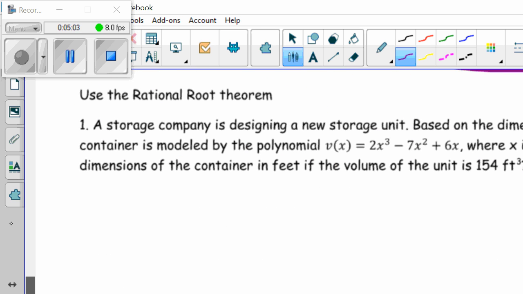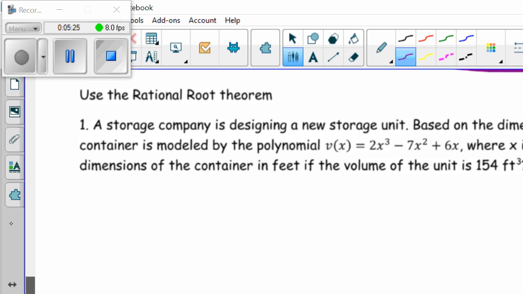Here it tells me a storage company is designing a new storage unit. Based on the dimensions shown, the volume of a container is modeled by the polynomial v of x equals 2x cubed minus 7x squared plus 6x, where x is the width in feet. What are the dimensions of the container in feet if the volume of the unit is 154 cubic feet?